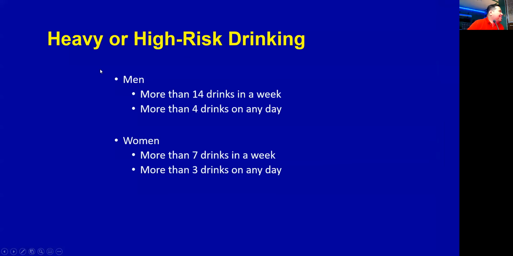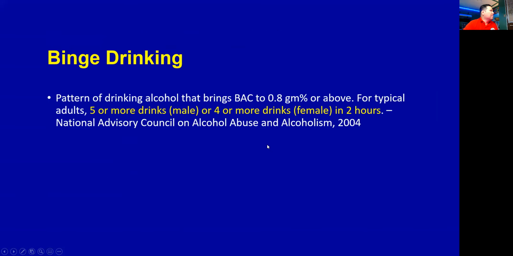Okay, so what's considered heavy or high risk drinking? In men, more than 14 drinks in a week or more than 4 drinks on a day. In women, more than 7 drinks in a week and more than 3 drinks on a day. Binge drinking is defined as a pattern of drinking alcohol that brings your BAC to 0.08 gram percent or above. For typical adults, 5 or more drinks in males or 4 or more drinks in females in 2 hours. Okay, that's the definition.